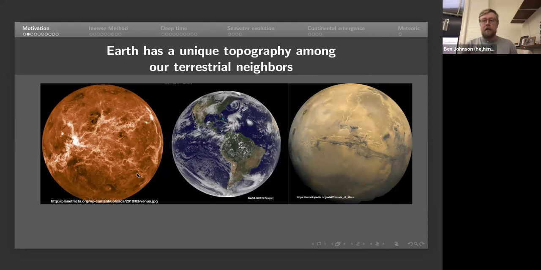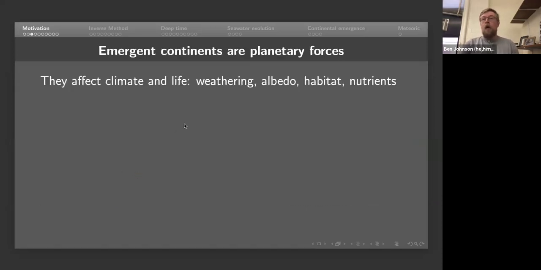And so we have this unique topography compared to, say, Venus on the left there and Mars on our right. Despite this feature of our planet that's fairly unique, specifically what I am interested in here is both the generation of continental crust, the material, but also when that crust becomes emergent above sea level. So when that crust can interact more directly with the atmosphere.